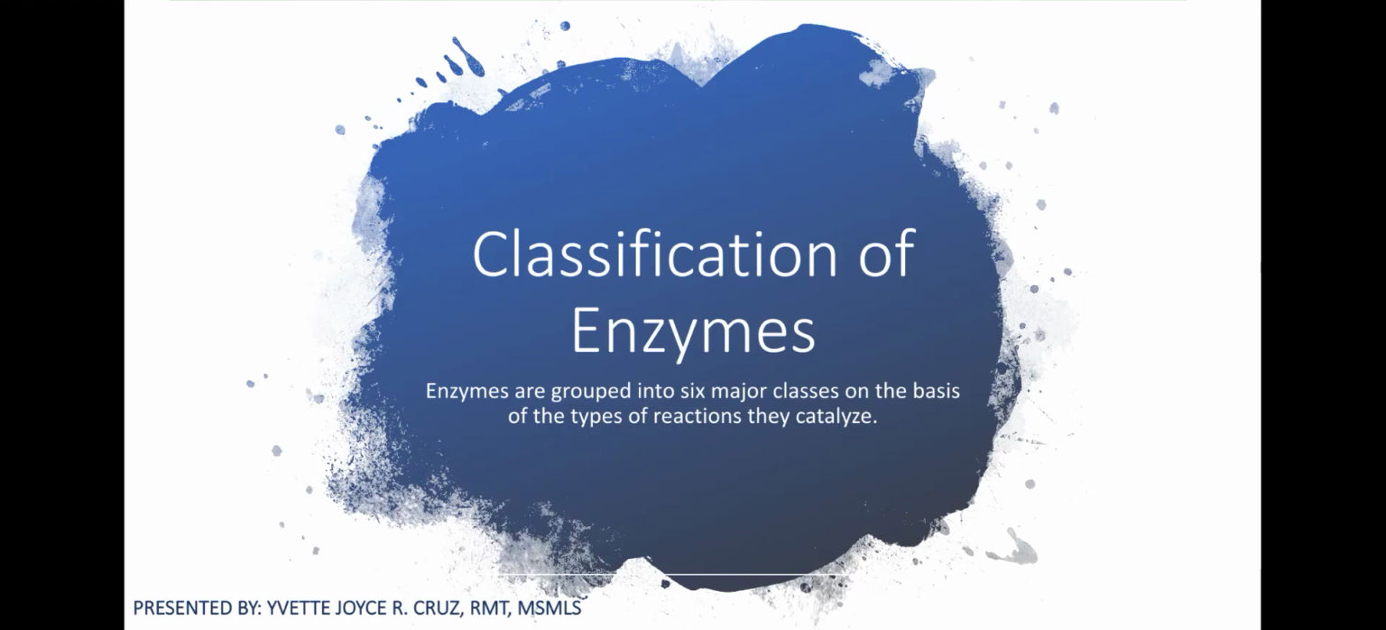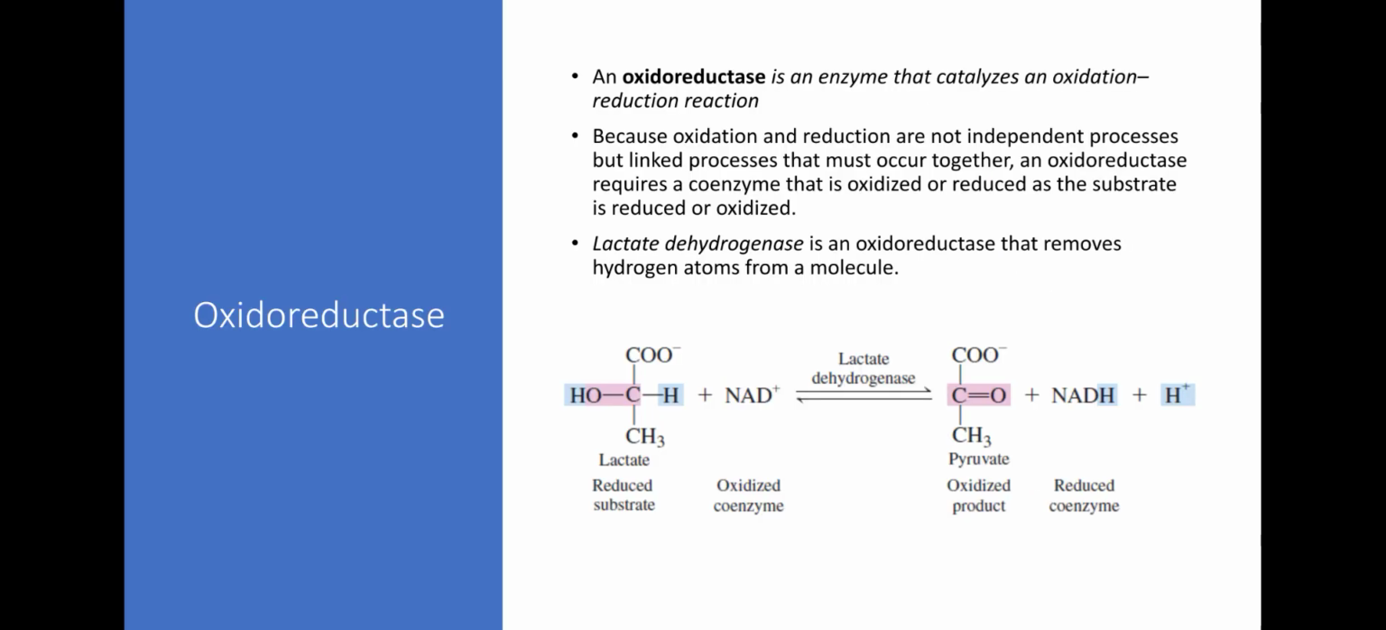Let us now discuss the 6 major classes of enzymes, which are based on the types of reaction they catalyze. The first major class of enzymes are oxidoreductases. Oxidoreductase catalyzes an oxidation and reduction reaction.